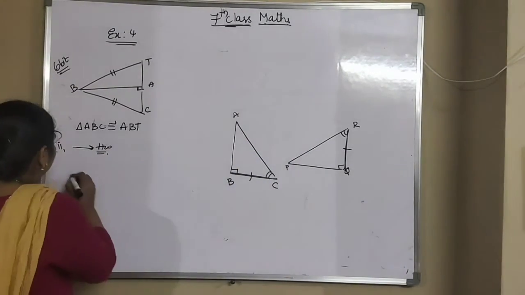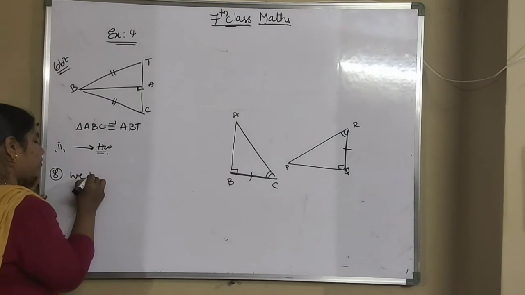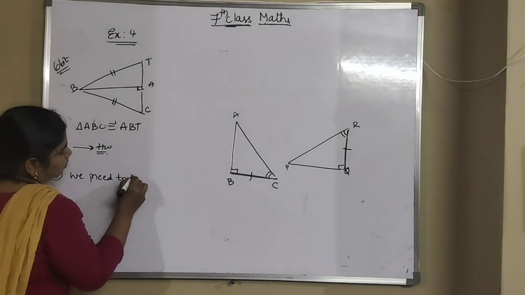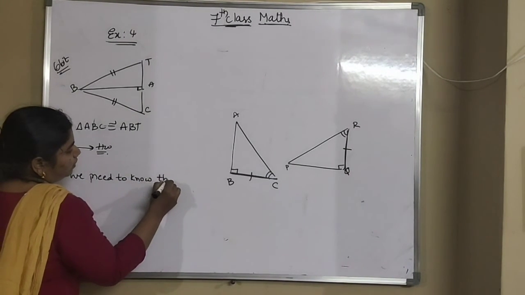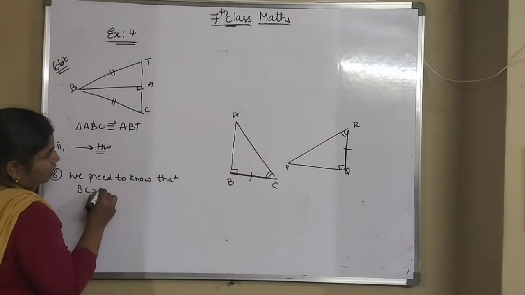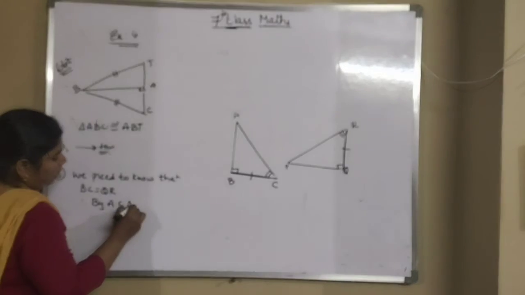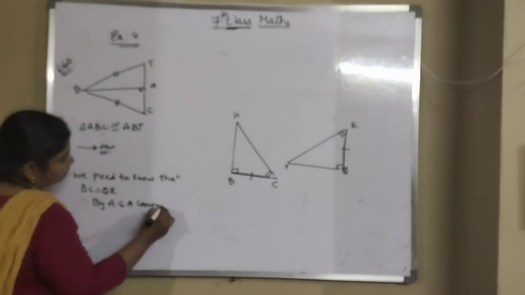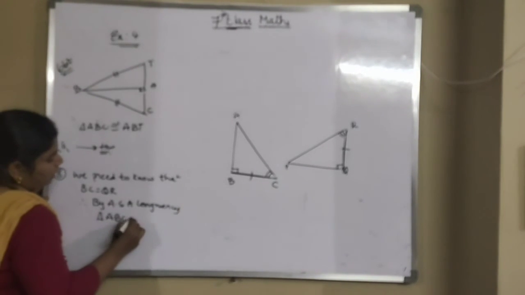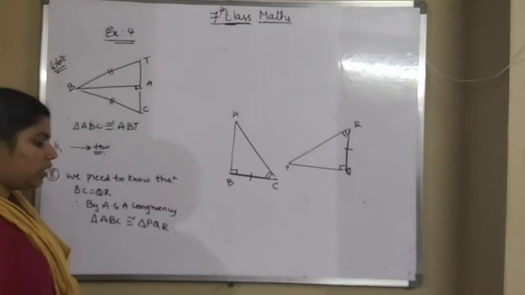So we need to know that BC should be equal to QR. Therefore, by ASA congruency, triangle ABC is congruent to triangle PQR. So this is our eighth one.